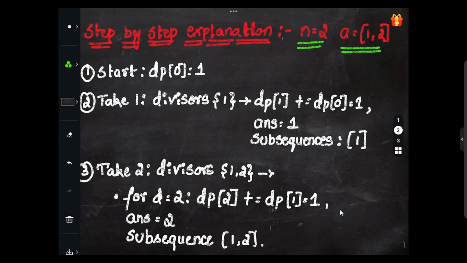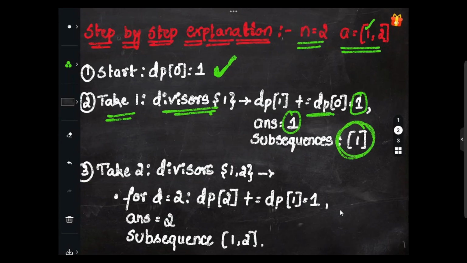First, as I said, we'll go with a DP. DP of 0 we initially keep as 1. We consider the first element, 1, within the array, and take its divisors, nothing but 1. DP of 1 equals DP of 1 plus DP of 0. DP of 0 is 1, DP of 1 is 0, so DP of 1 equals 0 plus 1, and we get the output 1. So the subsequence we consider here is 1.